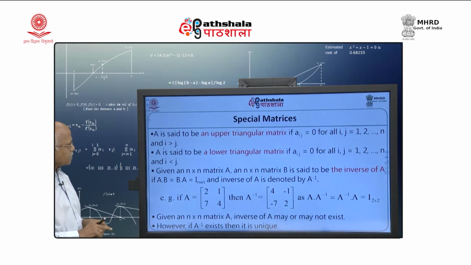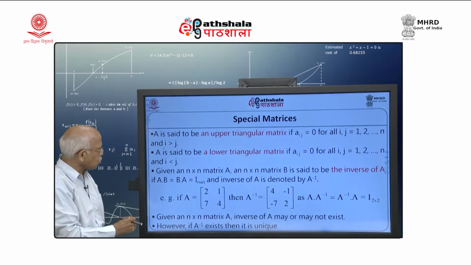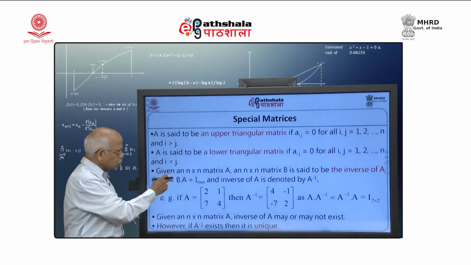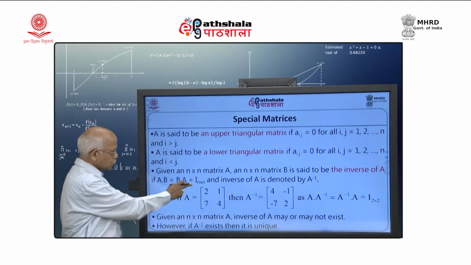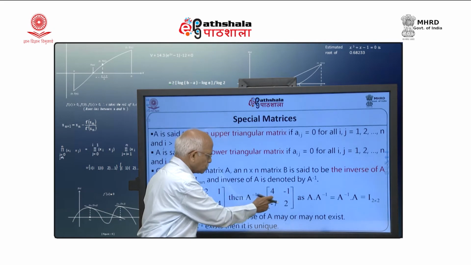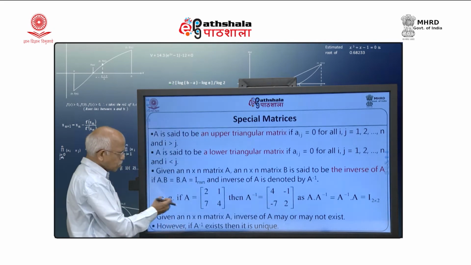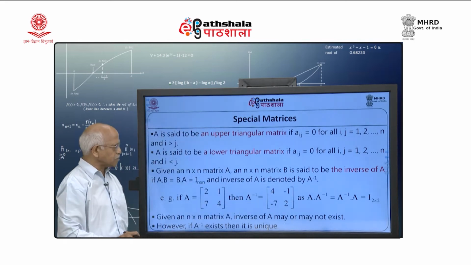Given an n cross n matrix A, an n cross n matrix B is said to be the inverse of A if A times B and B times A are equal to the identity matrix. For example, if A is equal to 2 1 7 4, then A inverse is given by 4 minus 1 minus 7 2, and you can see that A into A inverse gives an identity matrix.